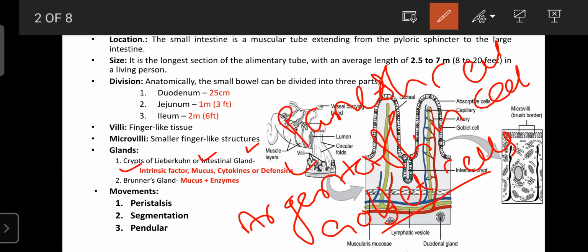Regarding the mucus, it forms a protective layer around the small intestine. Then the cytokines and defensins are defense mechanisms with the capability to kill the microorganisms present in the food. So due to these secretions we are free from microbial infections.